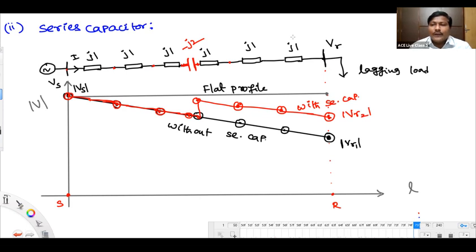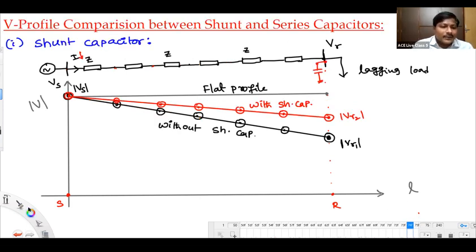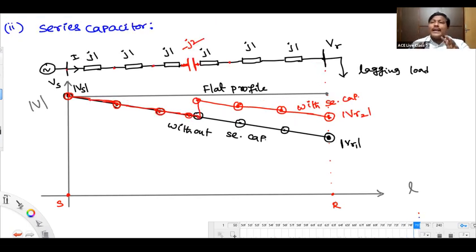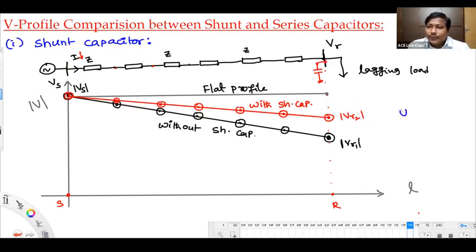So how is the voltage profile improvement after adding a shunt capacitor? It is more or less uniform, right? At all the places there is a rise in the voltage. But after adding a series capacitor, you don't have uniformity in the voltage profile improvement. Okay, so I can write here, we have a uniform improvement in the voltage profile.